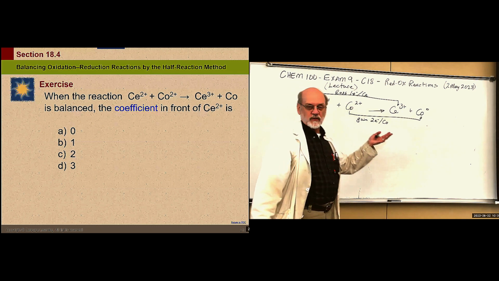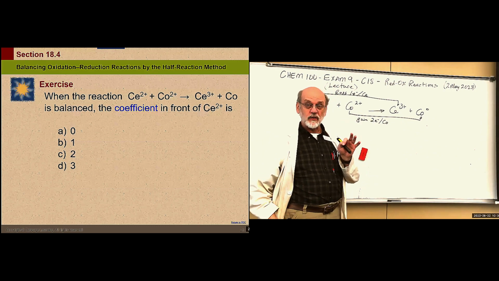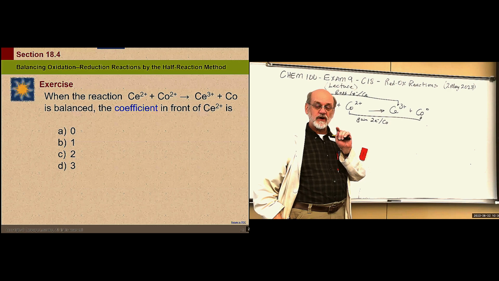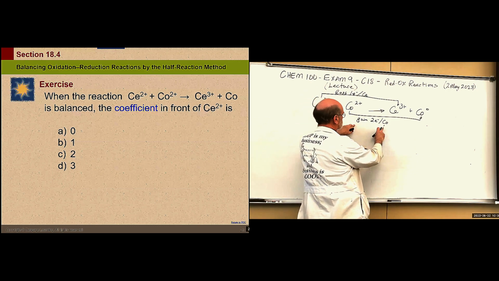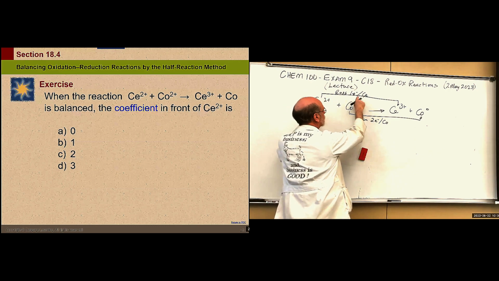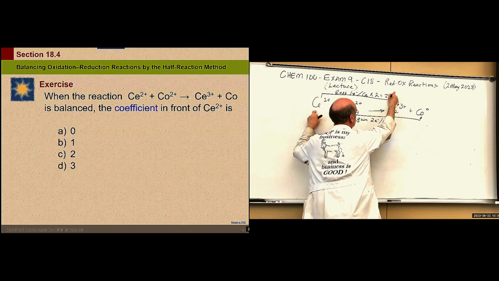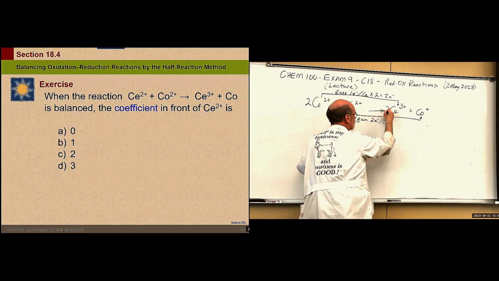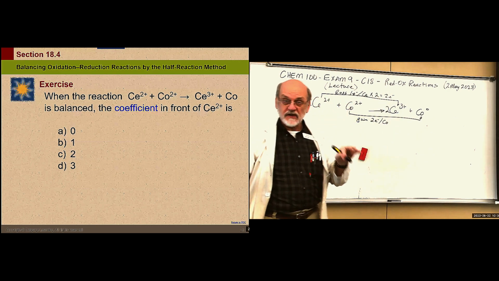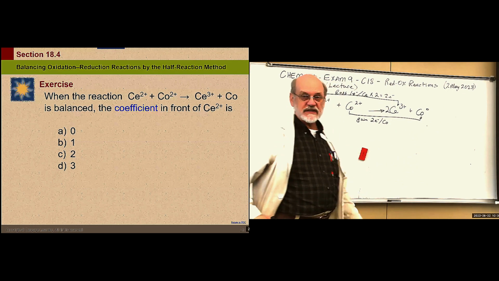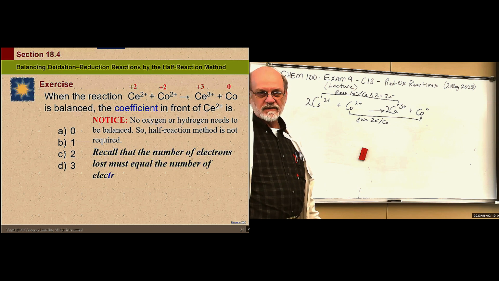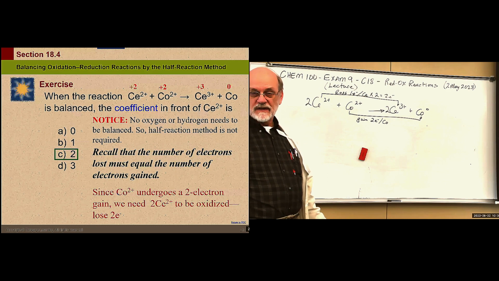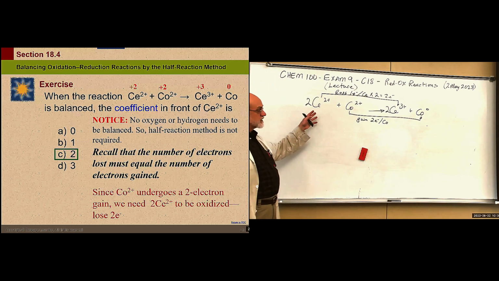Now, how are we going to balance this one? Well, since we don't have hydrogens or oxygens to deal with, all we need to do is be sure that we have the same number of electrons in the oxidation step as we do in the reduction step. Here we've got 2 electrons per cobalt. Here we have 1 electron per cerium. We need 2 electrons, so we need a 2 here and a 2 there. And that balances the equation. So the coefficient in front of Ce2+ happens to be 2. And that equation is balanced.